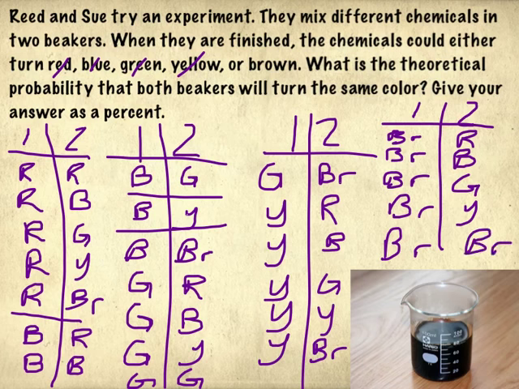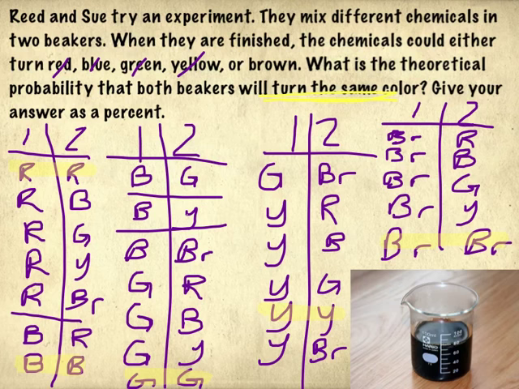Now next up, I'm going to look at which ones will turn the same color. That's my question that I'm being asked. So let's take a look and see which ones turned the same color. There was red and red, there was blue and blue, there was green and green, there was yellow and yellow, and there was brown and brown. So the possibilities of everything turning the same color were 5.